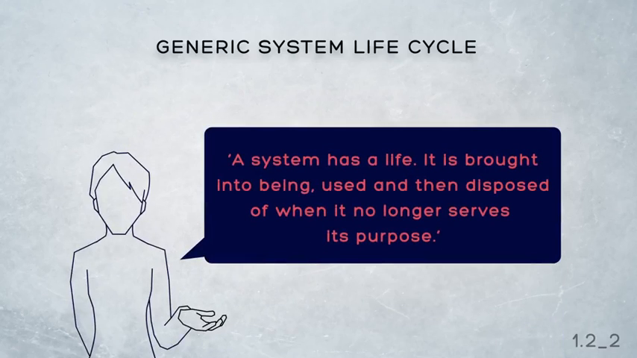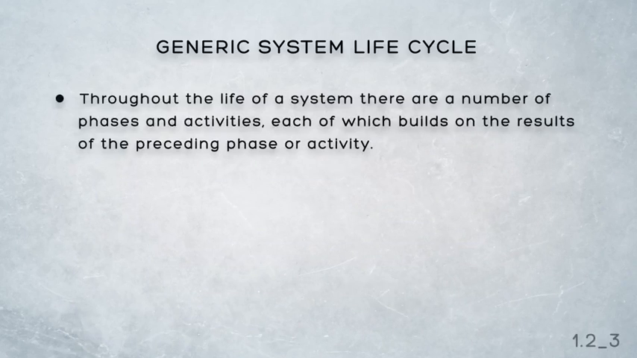At some point, it doesn't exist. It's brought into being, it's used, and then it's disposed of, once we can no longer use it for the purpose for which it's created. Throughout the life of a system, therefore, there are a number of phases and activities, each of which builds on the results of the preceding phase or activity.